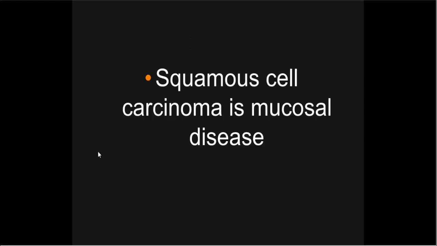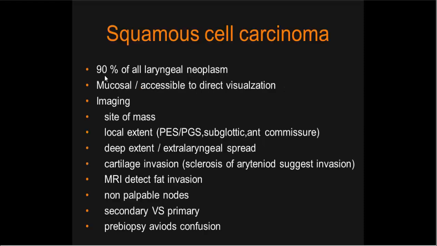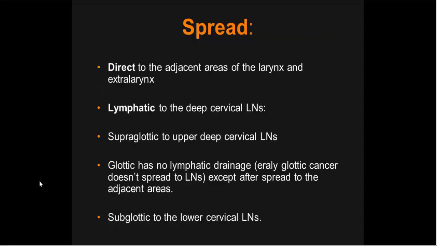Squamous cell carcinoma is a mucosal disease, 90% of all laryngeal neoplasms, accessible to direct visualization. Imaging of squamous cell carcinoma, what are we aiming for? Firstly, the site of the mass and local extent: pre-epiglottic space, paraglottic, subglottic, and anterior commissure involvement. Deep extent, extralaryngeal spread, cartilage invasion; sclerosis of the arytenoid suggests invasion, and MR detects fat invasion. Non-palpable nodes, secondary versus primary; imaging before biopsy avoids confusion.